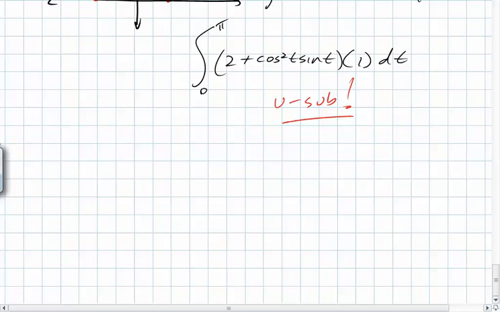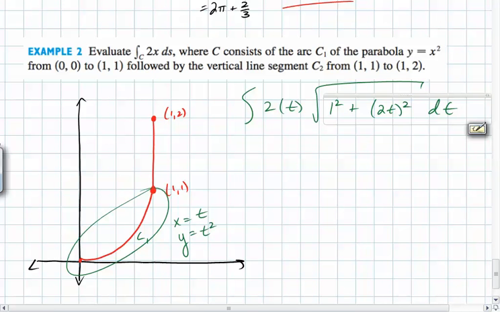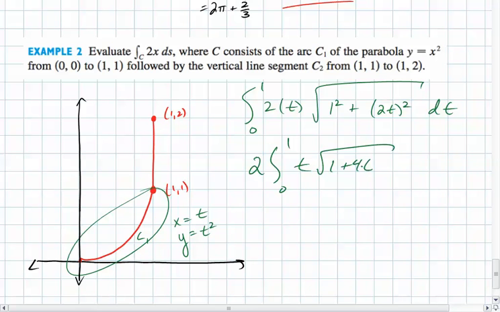U is going to be equal to what? That's just cosine t, right? U is equal to cosine t. From what to what? T equals 0 to what? 1. Yeah. Is 0 to 1 going to be the most common one you can make? You can use any parametrization you want. Ones that start at 0 and end at time 1 are probably going to be the easiest to evaluate. So you end up with 2 times the integral from 0 to 1 of t times the integral of 1 plus 4t squared.